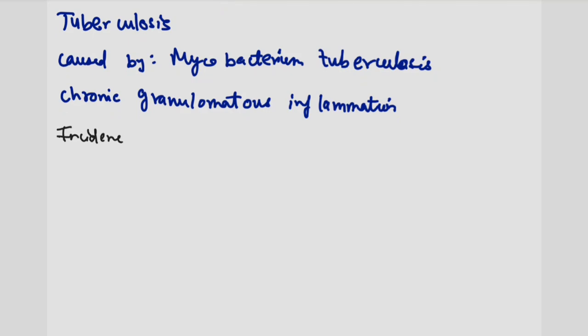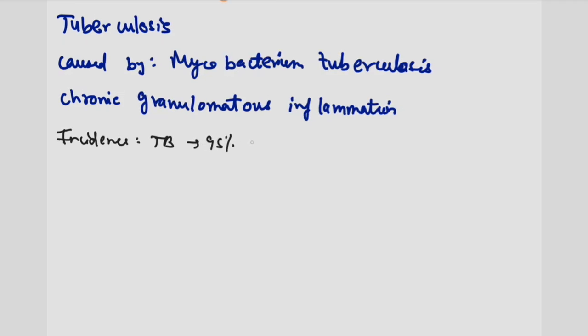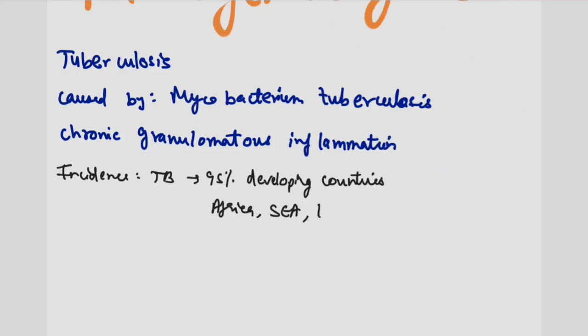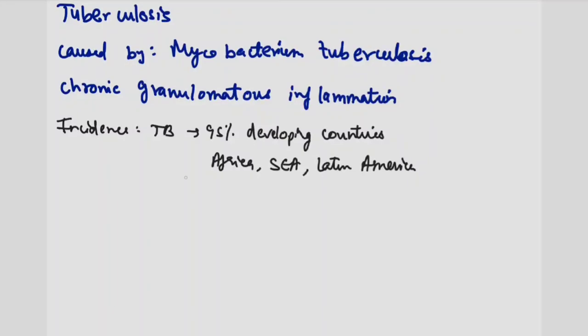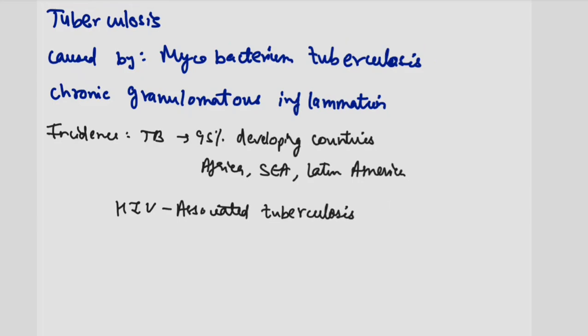If we see incidence, TB or tuberculosis is generally found, with 95% of cases in developing countries worldwide, including Africa, Southeast Asia and Latin America. Very few cases are found in the developed countries, and it is found higher in HIV patients. HIV associated tuberculosis is commonly found in developed as well as developing countries.